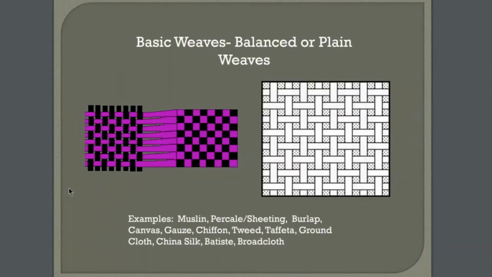So examples that we'll look at are muslin, percale sheeting, burlap, canvas, gauze, chiffon, and we'll take a look at some of these. Batiste, silk, some of the silk that we'll look at like China silk, just basic over, under. And it's just going to be different about the textures of the yarns, maybe the fibers that are used that give it a different quality. So all of these that we look at next are examples of balanced or plain weaves.